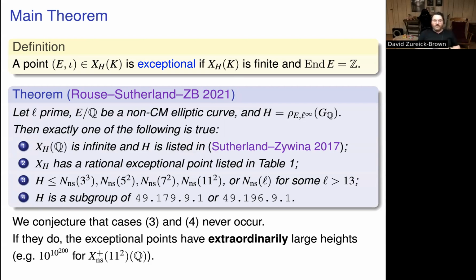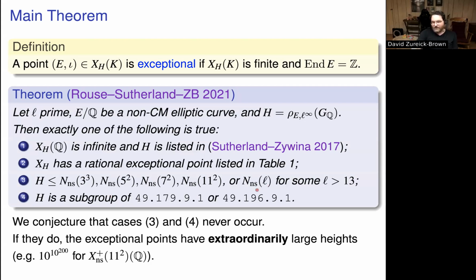So the theorem is, pick a prime and a non-CM elliptic curve, look at the l-adic image of Galois, and then one of the following is true. So we have a list from prior work of Sutherland and Zywina of exactly which such modular curves have infinitely many points. And you can see that in a table. Okay, or we have a large collection, we'll show you this in a second, of rational exceptional points, more than you might guess. Or the group H is one of the, I'll call them unsolved mysteries in a second. There's 6, and then the ones coming from Serre's conjecture.